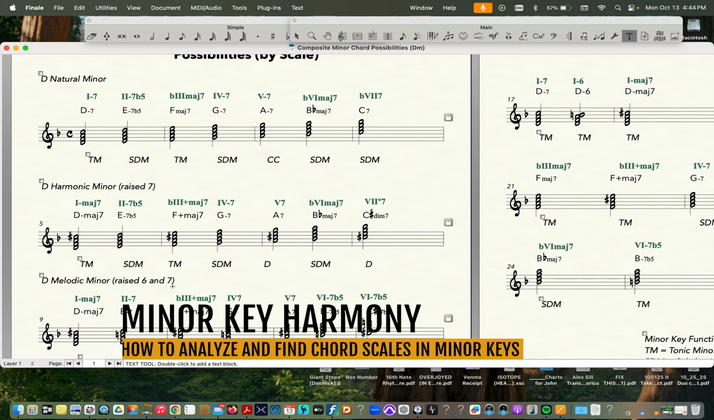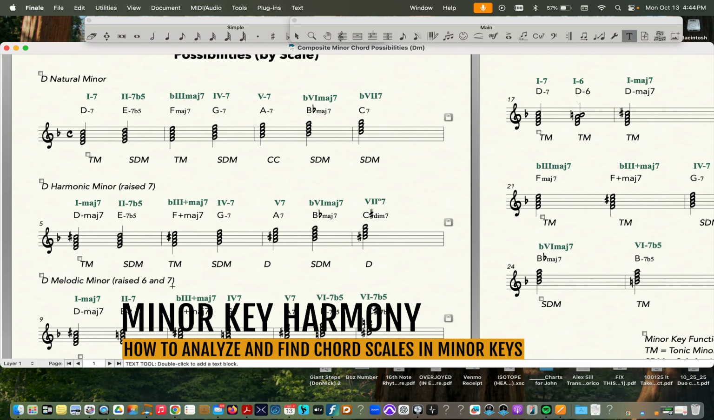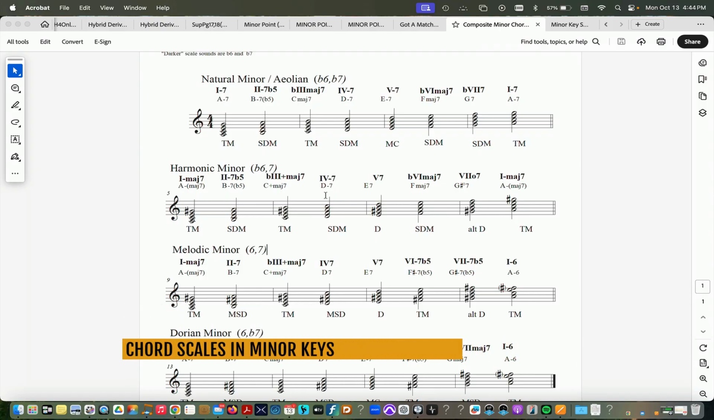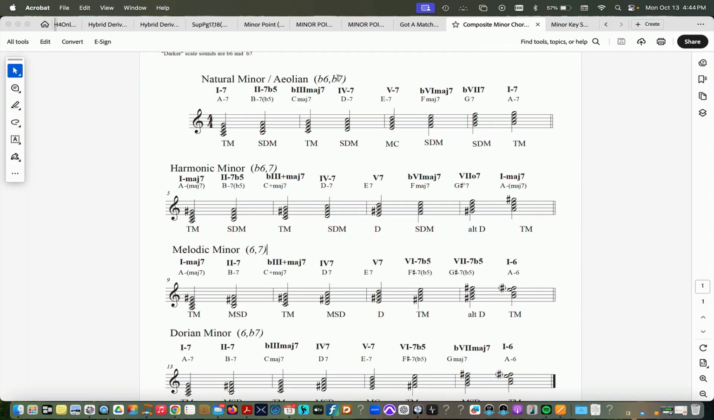Hi everyone, welcome to this pre-recorded class about minor key harmony and minor key chord scales. Previously we've talked a lot about minor key and I've emphasized the key of A minor because it was just an easy key to begin with and to emphasize the differences between the important minor scales. Natural minor, flat 6, flat 7, harmonic minor, flat 6, major 7, melodic minor, major 6, major 7, and Dorian minor 6 and flat 7.